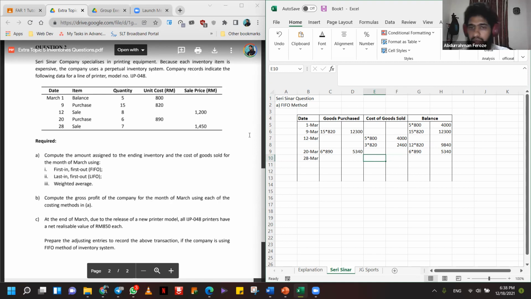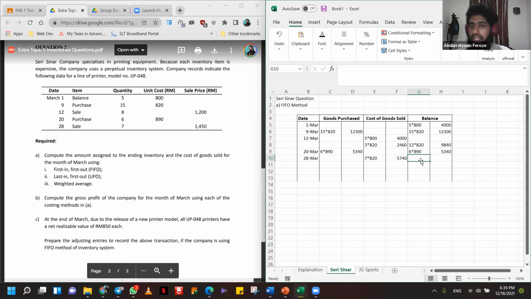So with the 7 that we will sell, it will be 7 that we bought earlier. So we will cost it at 7 into 820, which would be 5,740, right? And the ending inventory now, because we have used 7 of the 12 remaining from the 820 ringgit printer. So how many?